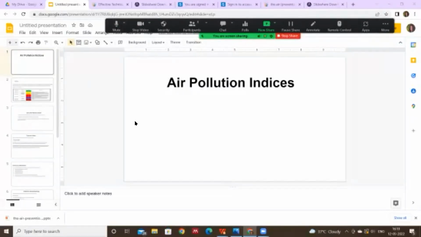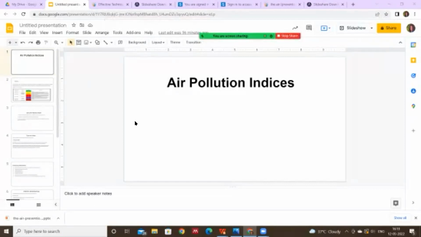So now the last part of this unit, the air pollution indices. Why is it important, and why has the government formed these indices? Right now you are observing that air pollution is increasing day by day, and the temperature of the earth is also increasing because various air pollutants are freely flowing into the air. If we want to control that air pollution, we need to check the concentration of air pollutants in the atmosphere.